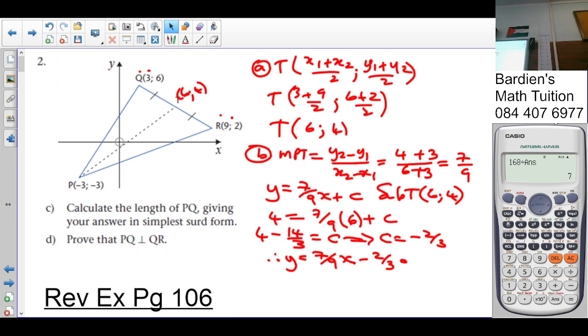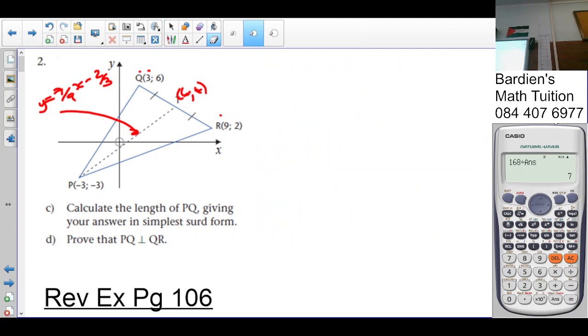So I just need to write this down here. So that is y is equal to 7 over 9x minus 2 over 3. Okay, did anybody else have any other questions with regards to this B? No? Let's look at C.